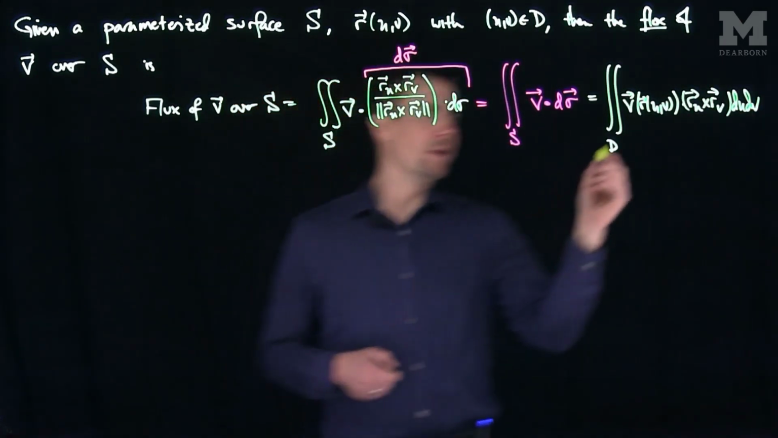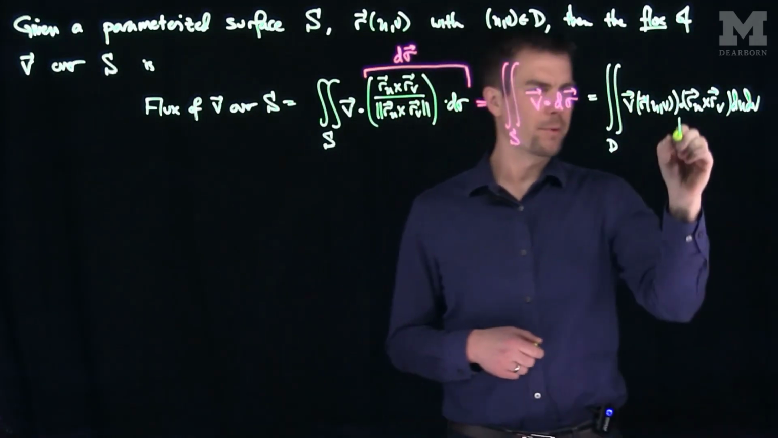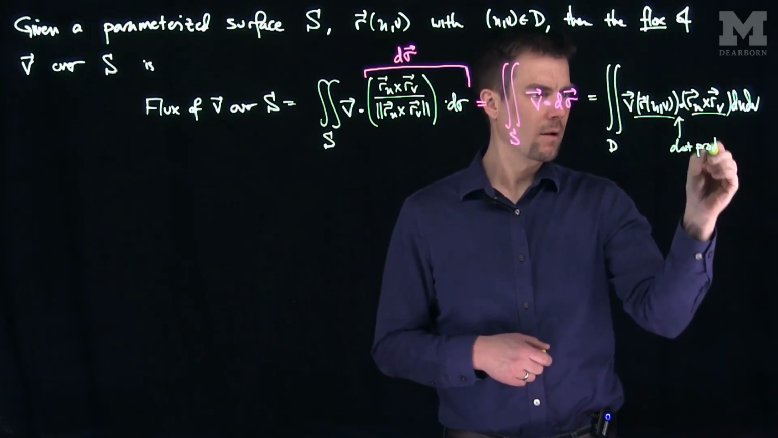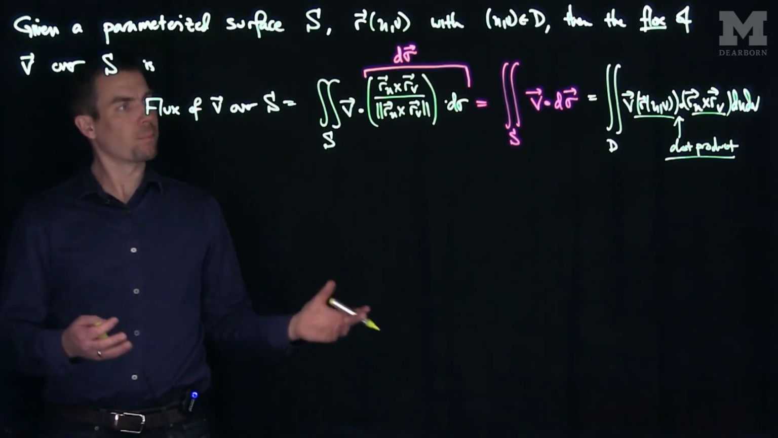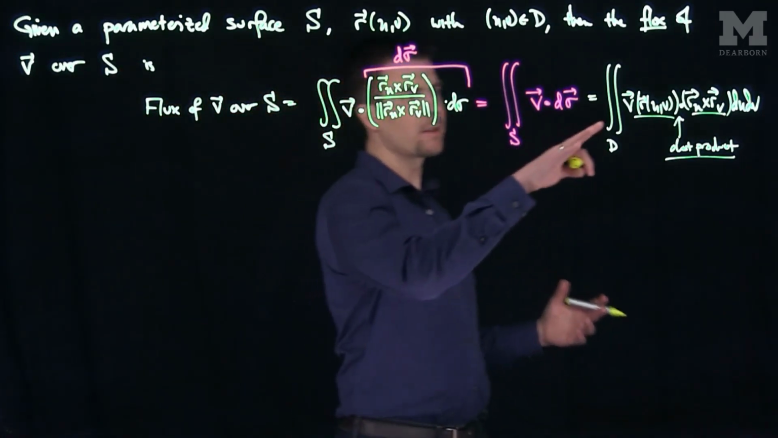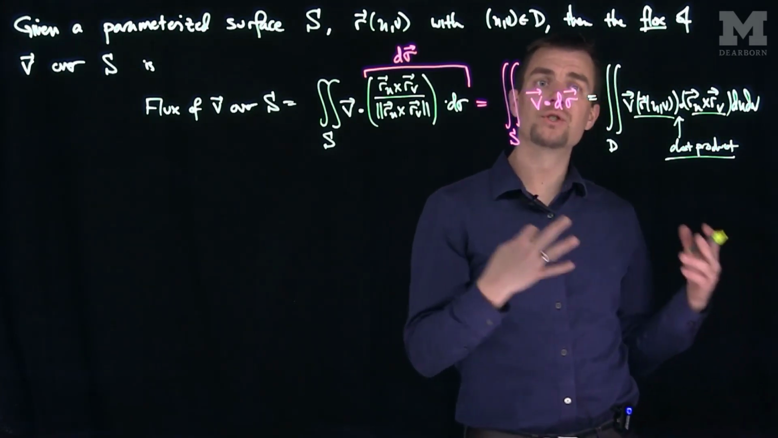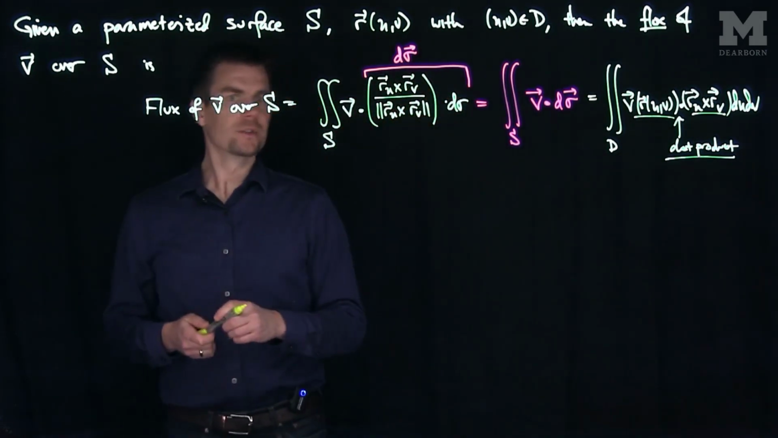So all we're doing over here is we're just dotting the vector field on the surface. That's a dot product, not a multiplication. Since this is a vector and this is a vector, this is a dot product. And so all we're doing is we're taking the surface and plugging it into the vector field and dotting that with RU cross RV, which is the unnormalized normal vector to the surface. Okay? So that's what the flux is.